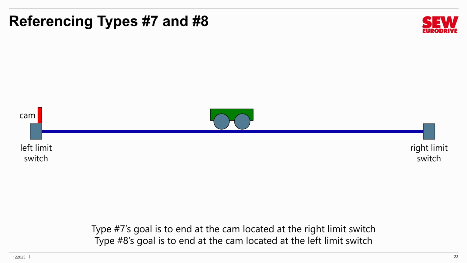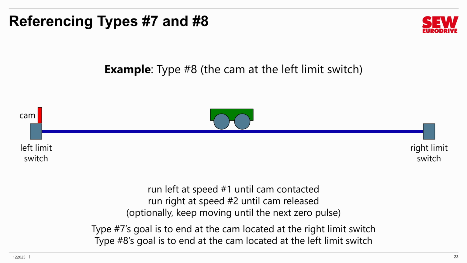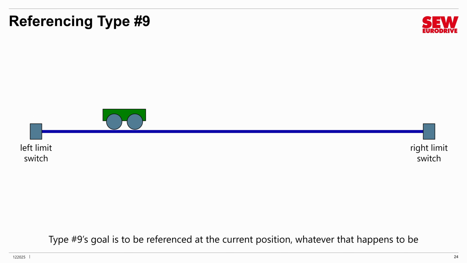Type 7 and 8 use a reference cam that is usually located somewhere near one of the limit switches, just in front of it. We'll look at Type 8, where we go to the left side. You run at the higher speed until you touch the cam, and then you reverse direction and back off it at the lower speed. Here we go. We go at the higher speed, we touch, we back off, we stop.